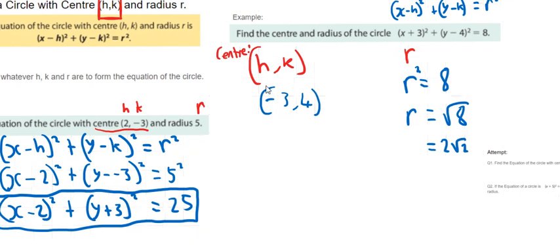So just try and remember that. That's the tricky bit there, is that it'll always be the opposite signs of whatever is in here and in here. So because it's a plus 3 in there, your center is minus 3, and because it's a minus 4 in there, your center is positive 4.